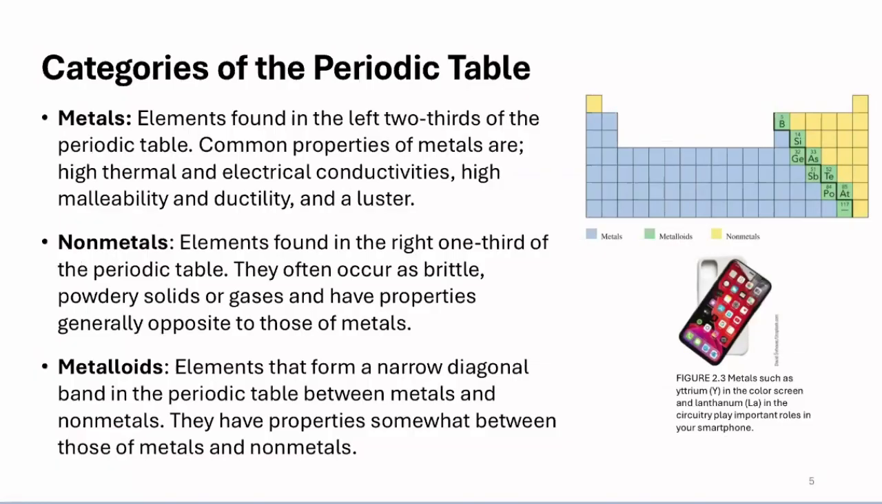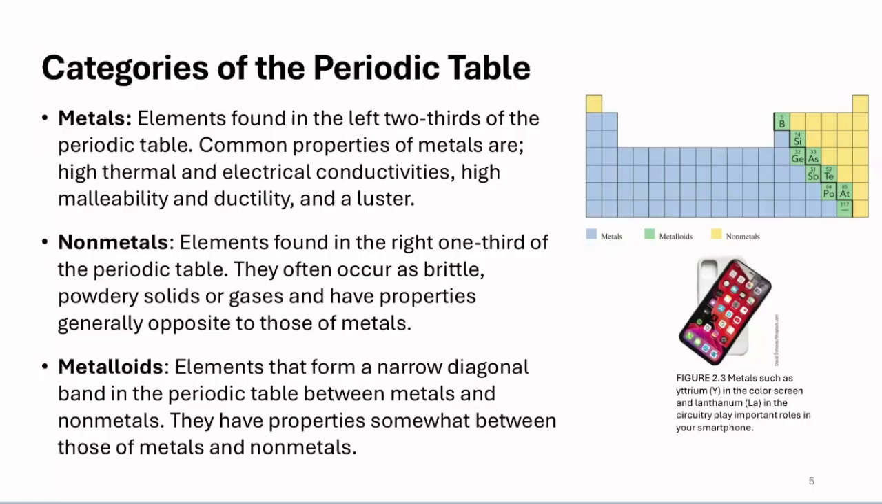Elements can also be categorized depending on their properties. When it comes to the elements in the periodic table, as we can see in the image on the right side of the slide, elements can be categorized as metals. Those elements are going to be found in the left 2/3 of the periodic table. In this image, all the metal elements are illustrated by the blue colored boxes.